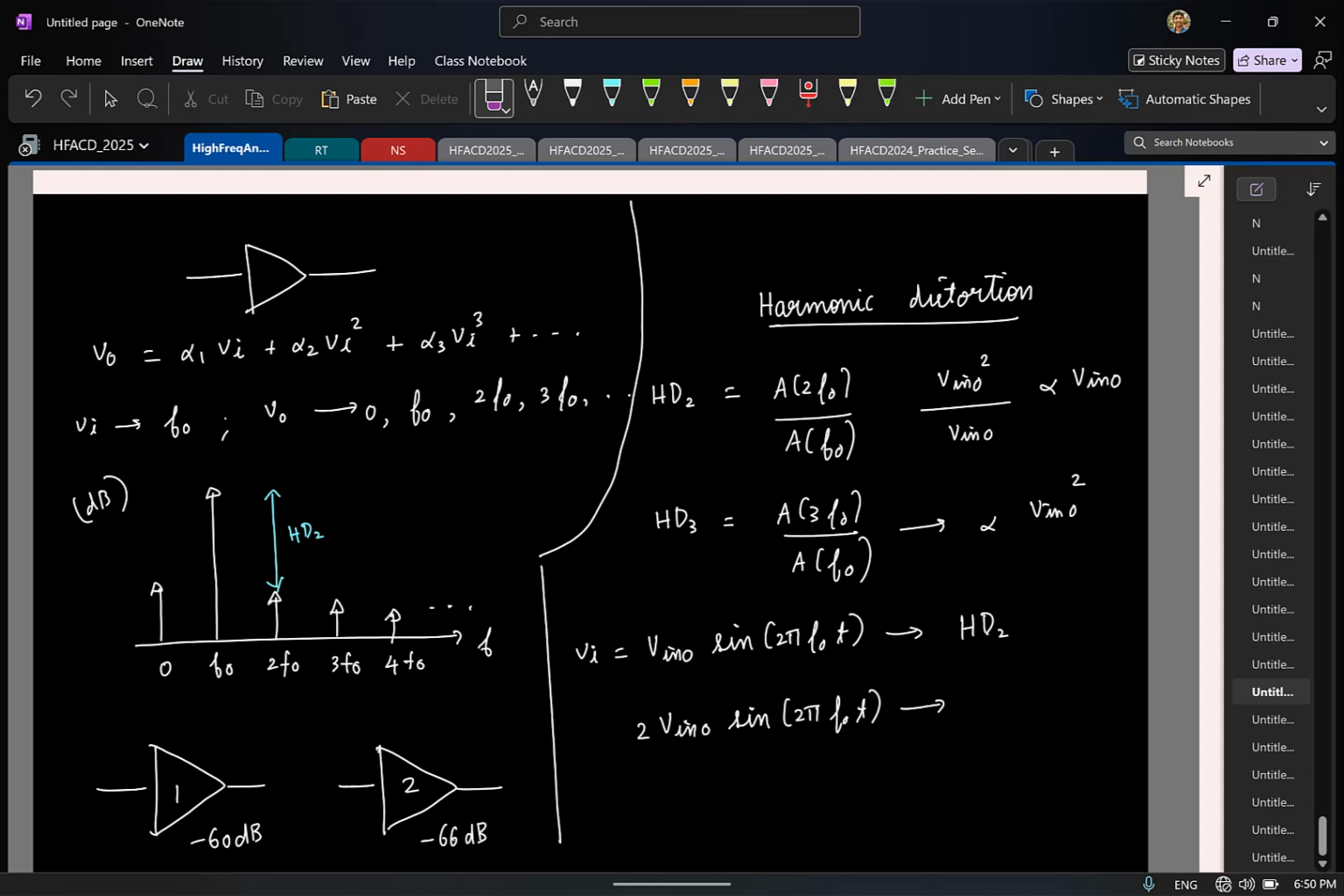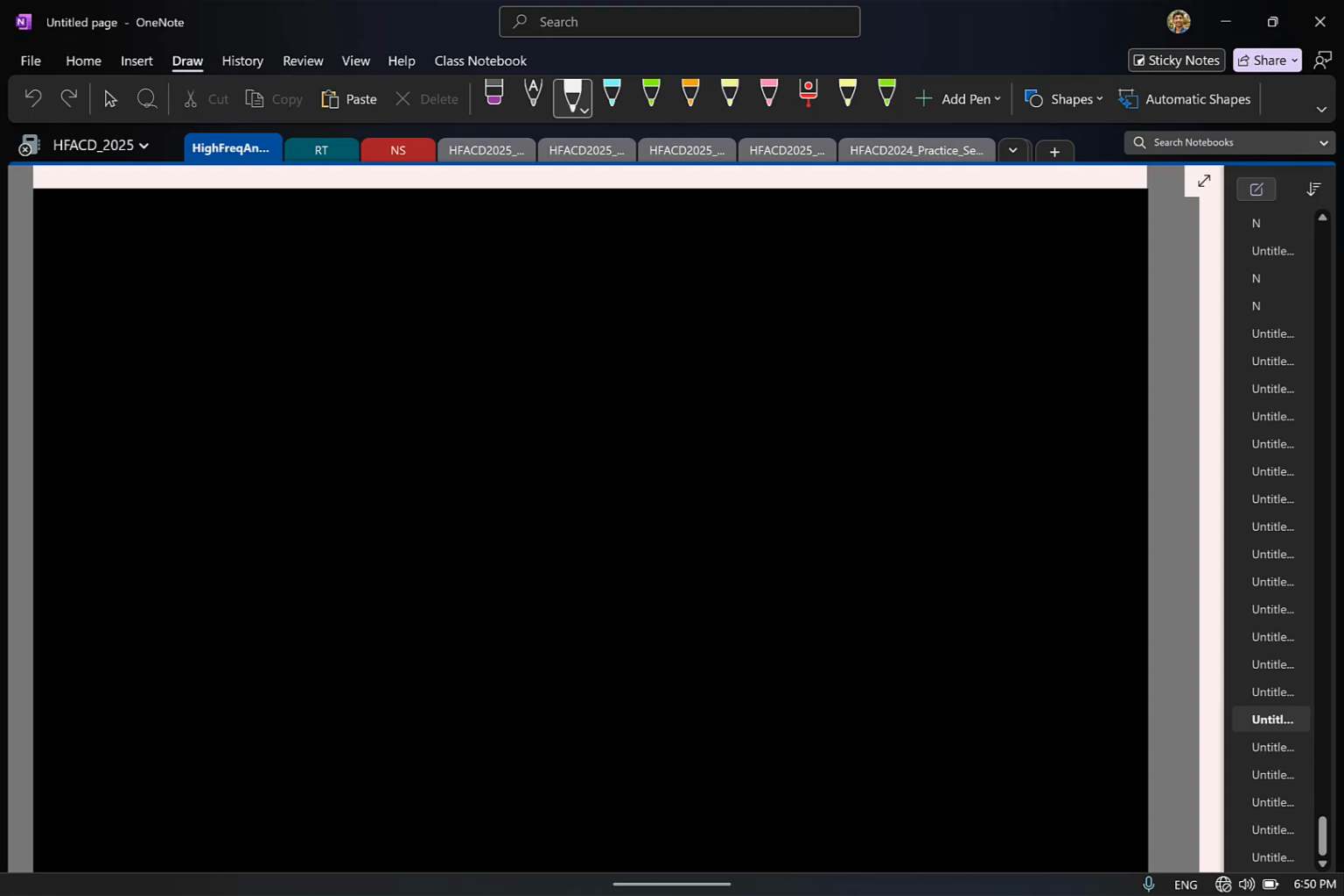Cool. So now to give you a feel for what happens in practice due to nonlinearity, I did the following experiment. So I generated a sinusoid at 1046 hertz, 1.8 volt, right?